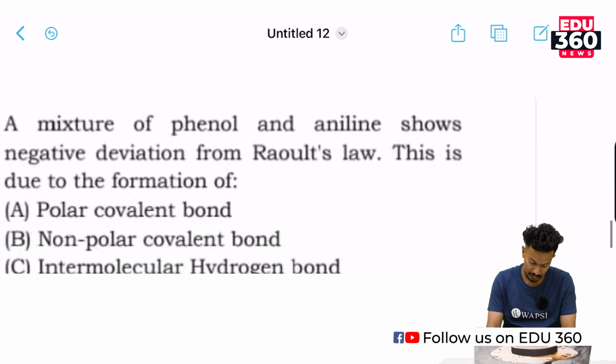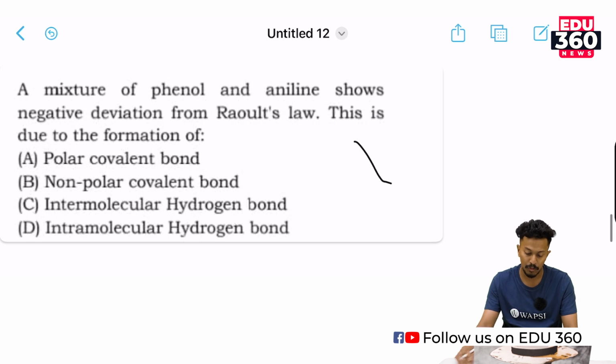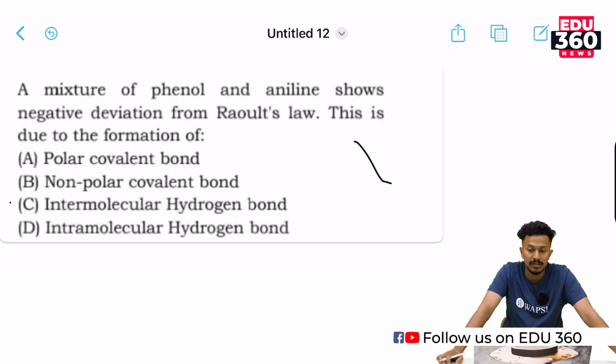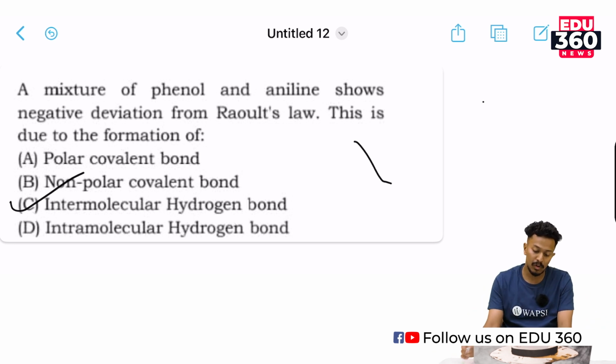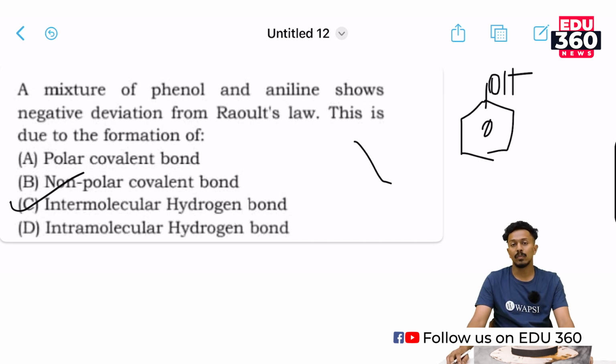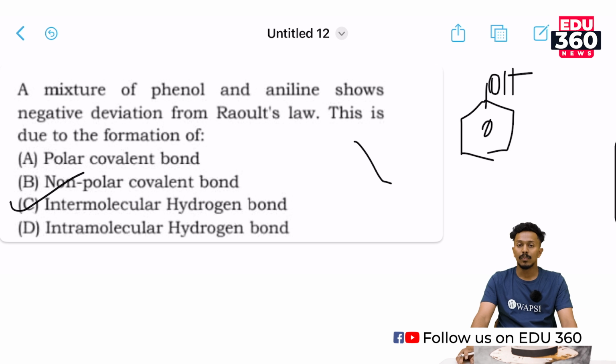Moving on to the next question. A mixture of phenol and aniline shows a negative deviation from Raoult's law. This is due to the formation of what? Polar covalent bonds, non-polar covalent bonds, intermolecular hydrogen bonds, or intramolecular hydrogen bonding. It's actually because of the hydrogen bond formed between the phenol molecules. Phenol molecules tend to form hydrogen bonding between the same molecules.